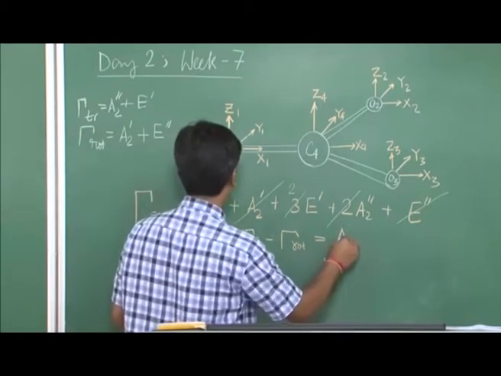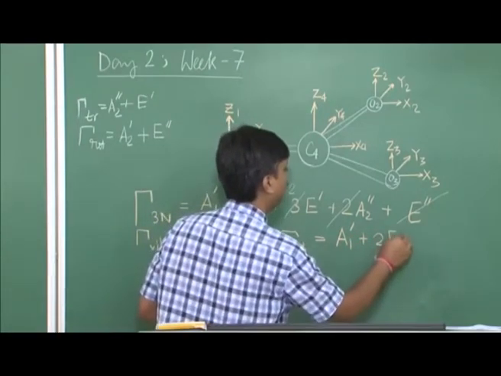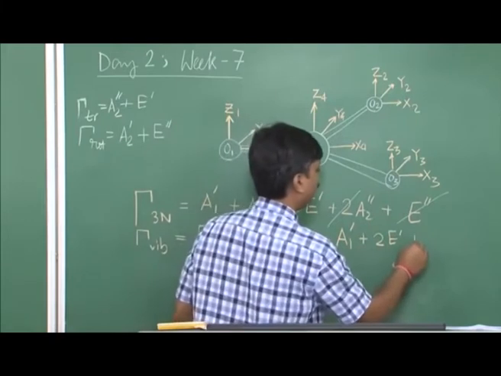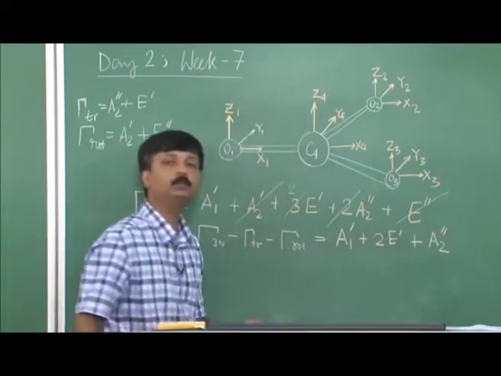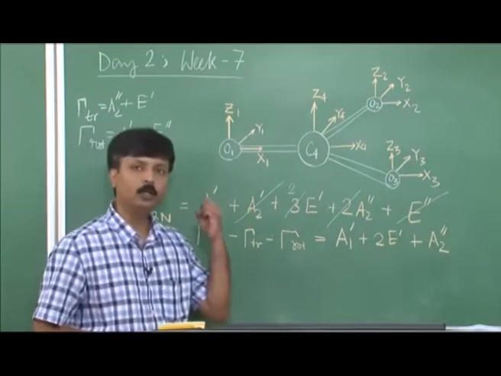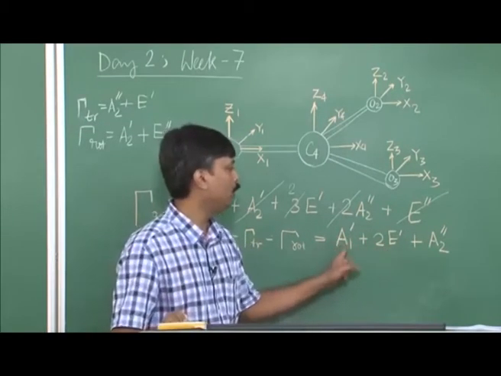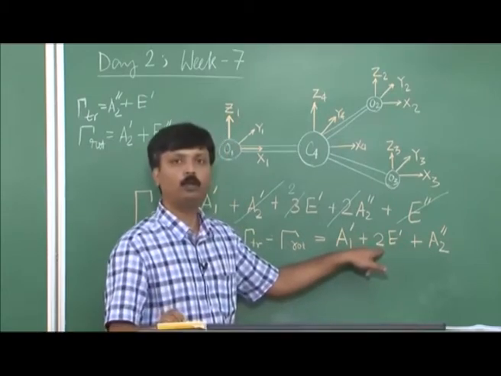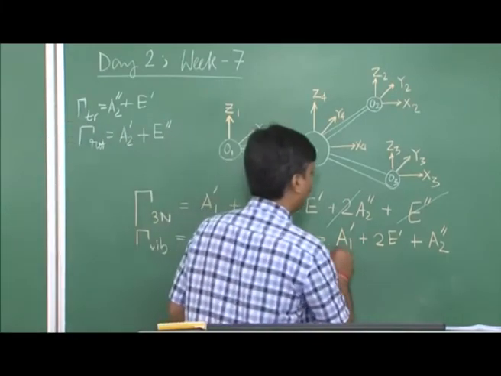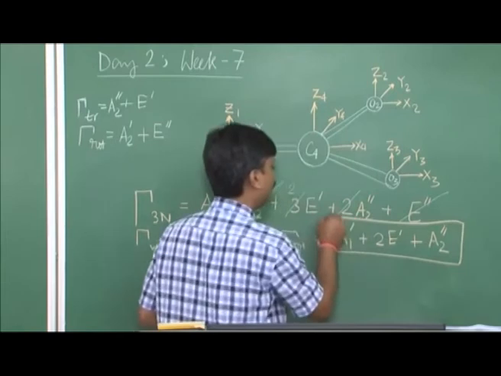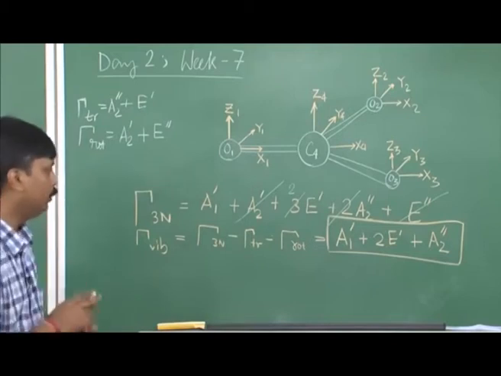So if I write that, ultimately what do I have? I have A1 prime plus 2 E prime, alright, and I have one A2 double prime. How many normal modes of vibration do we have? I have a total of 6. So dimensionality wise I should have a match. So 1 plus 1 plus 4, total 6. Everything is in order. So these are the symmetries of the possible normal modes of vibration for the CO3 2 minus molecule.